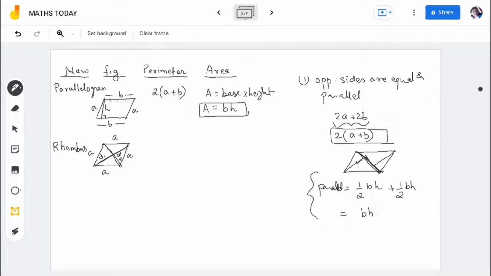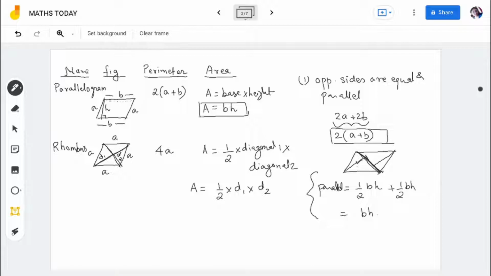So the perimeter, again, is the simplest to find. We have to add all the sides. So here A plus A plus A plus A is nothing but 4A. So the perimeter becomes 4A, and the area will be equal to half into diagonal 1 into diagonal 2. So we can write it as half into D1, which is diagonal 1, and D2, which is diagonal 2. So this is the formula for finding the area of the rhombus.